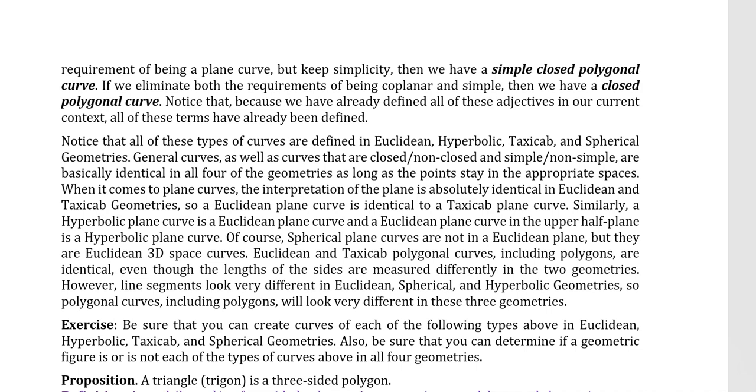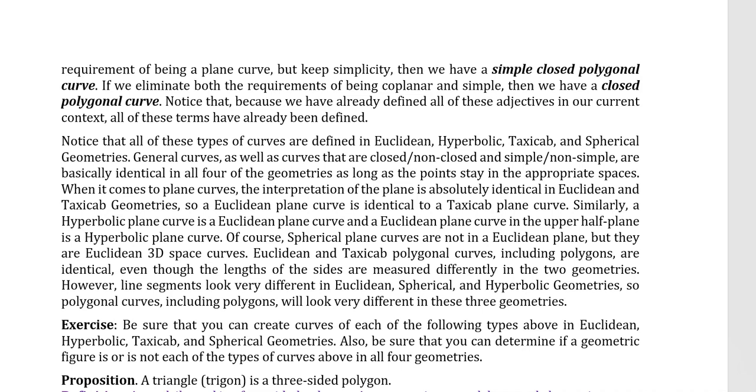Notice that all these types of curves are defined in Euclidean, hyperbolic, taxicab, and spherical geometries. General curves, as well as curves that are closed, non-closed, simple, non-simple, are basically identical in all four of the geometries as long as the points stay in the appropriate spaces. When it comes to plane curves, the interpretation of the plane is absolutely identical in Euclidean and taxicab geometries, so a Euclidean plane curve is identical to a taxicab plane curve. Similarly, a hyperbolic plane curve is a Euclidean plane curve, and a Euclidean plane curve in the upper half plane is a hyperbolic plane curve. Of course, spherical plane curves are not in the Euclidean plane, but they are Euclidean 3D space curves.